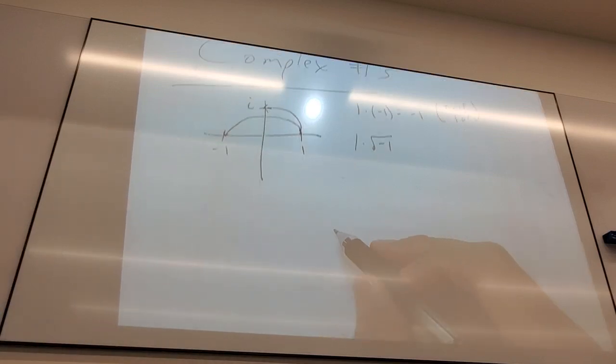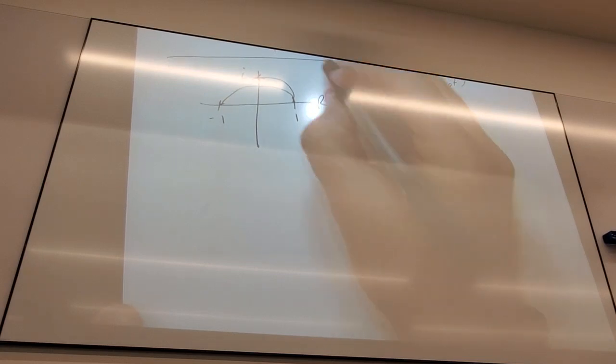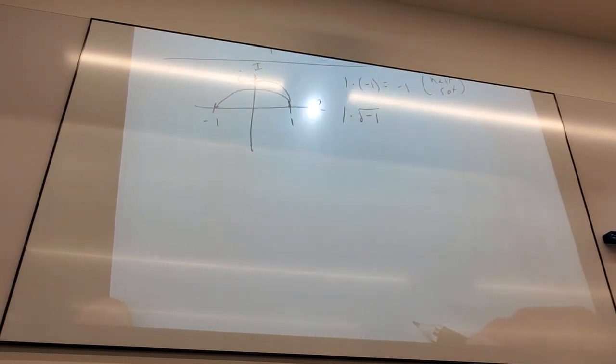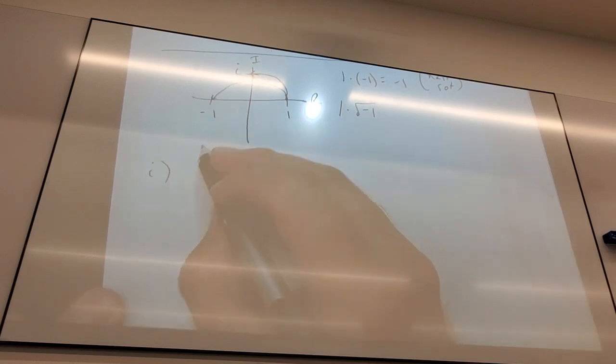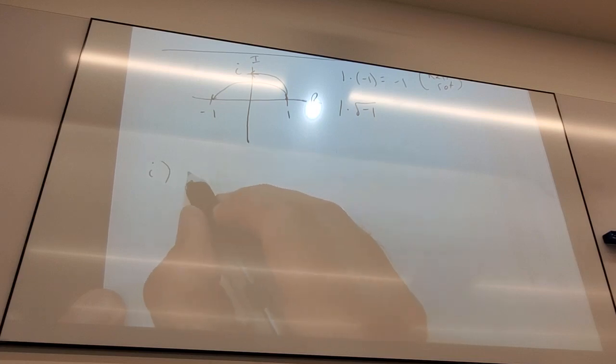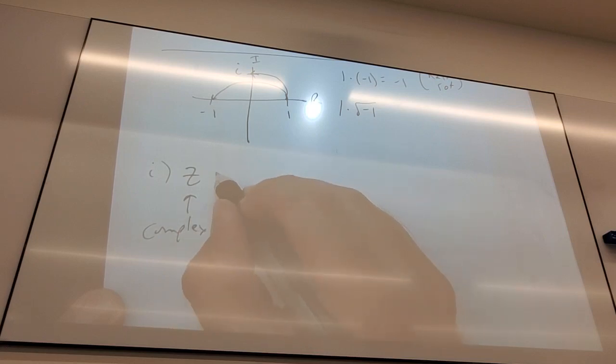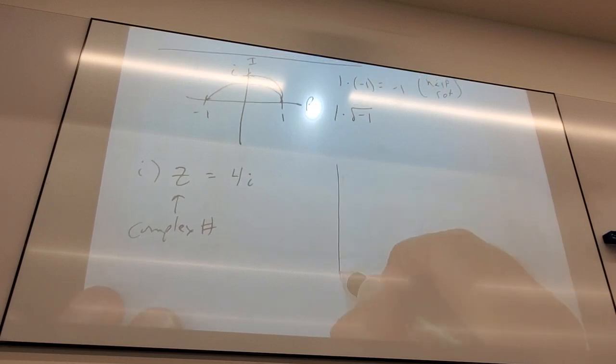So, just to show you a couple things. This is the real axis, this is the imaginary axis. Real quick, just to introduce this now, we use the letter z to represent a complex number. So if I wanted to plot 4i, does that have any real part to it?